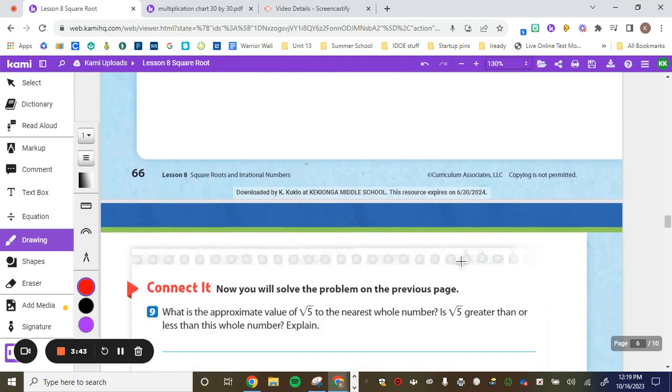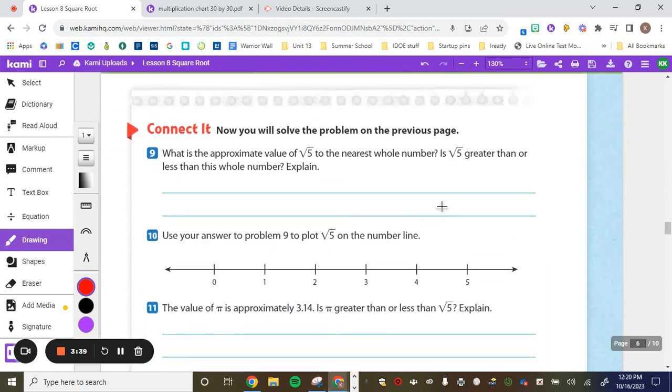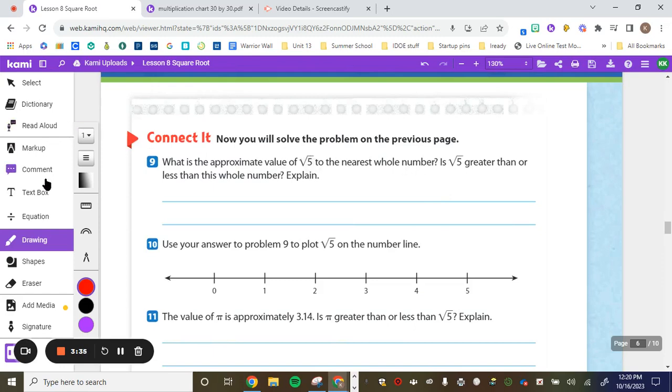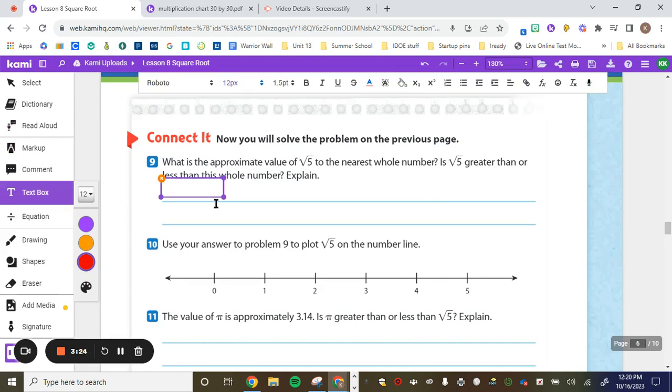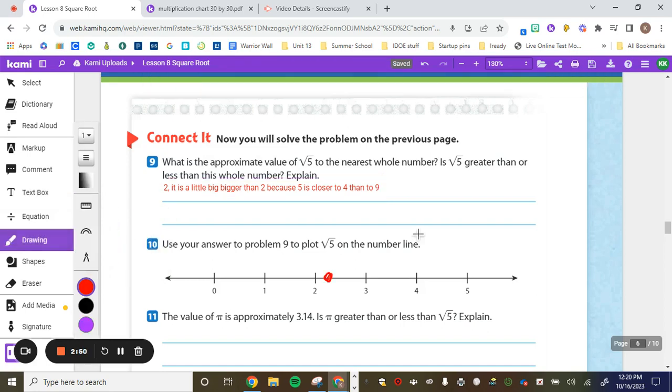Now we're going to answer the questions on page 67. What is the approximate value of the square root of 5 to the nearest whole number? Is the square root of 5 greater than or less than this whole number value? We just found out it has to be in between 2 and 3. So we could say 2, and it is a little bit bigger than 2 because 5 is closer to 4 than to 9. Remember, we got the 4 and the 9 from the perfect squares. Now our question says use your answer to problem 9 to plot it. It's going to be about right here. It'll be a little bit bigger than 2.